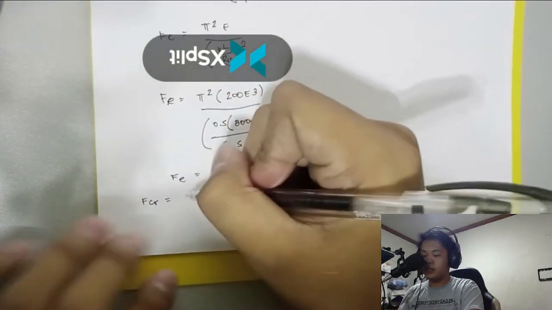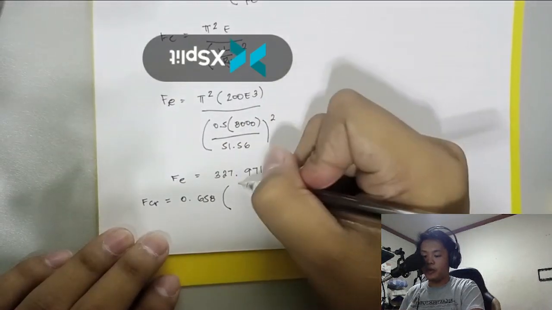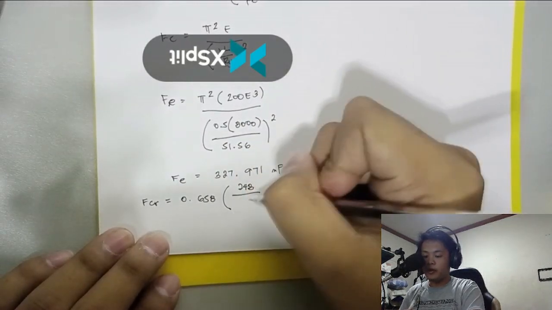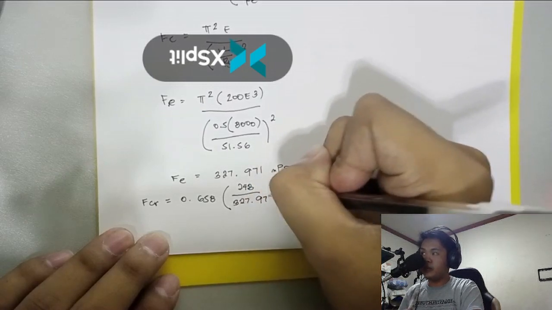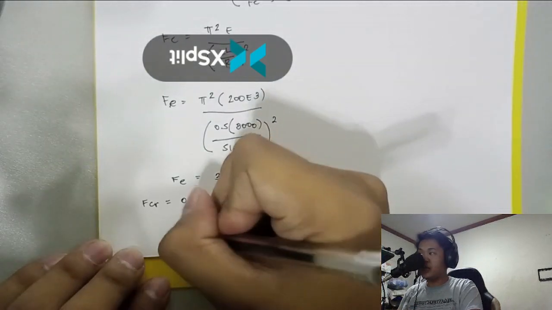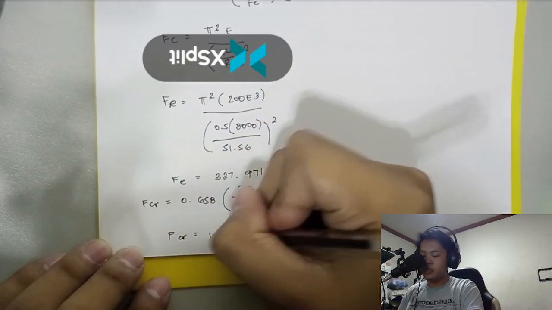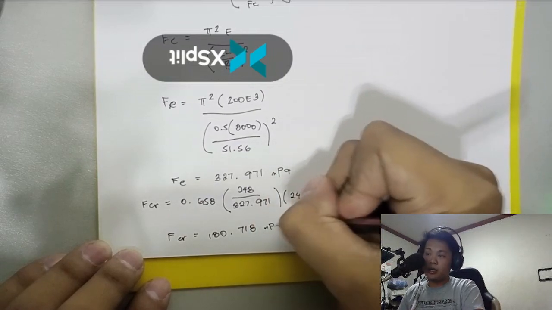So para ma-solve naman natin yung FCR, direct substitution lang siya. FCR is equal to 0.658 raised to the FY, 248, over 327.971, multiplied by 248. So makakuha tayo na value ng FCR is equal to 180.718 MPa.